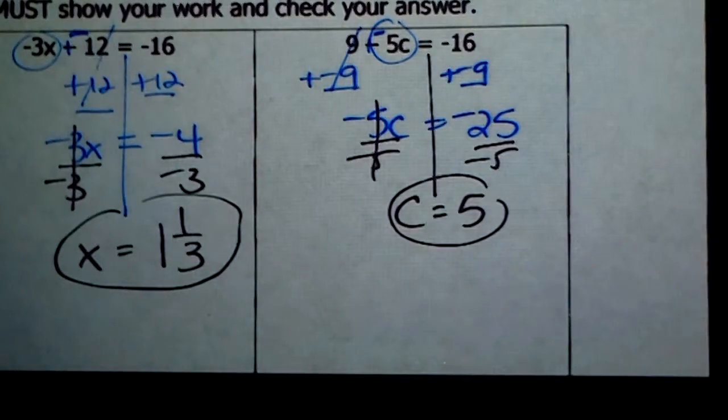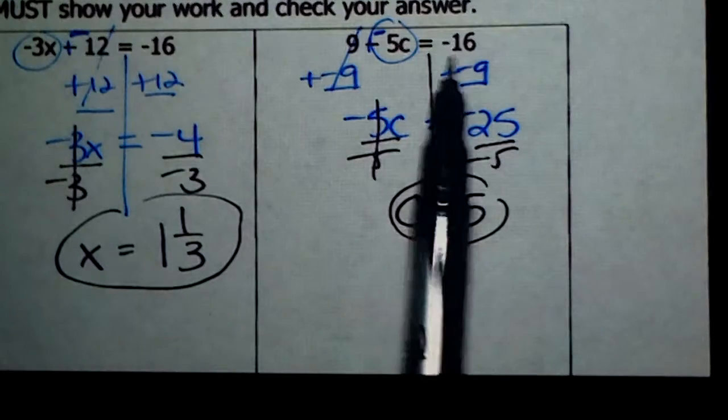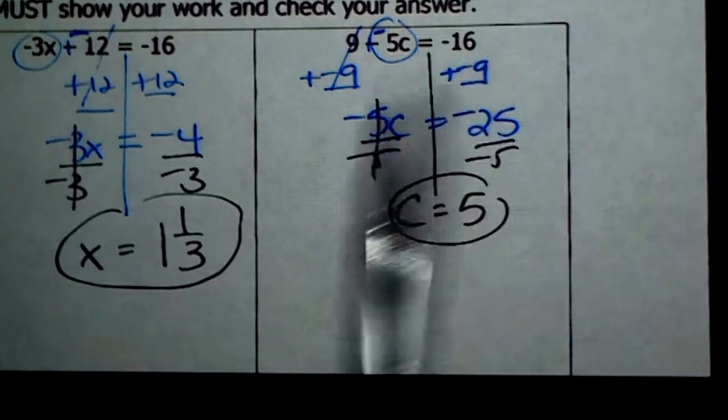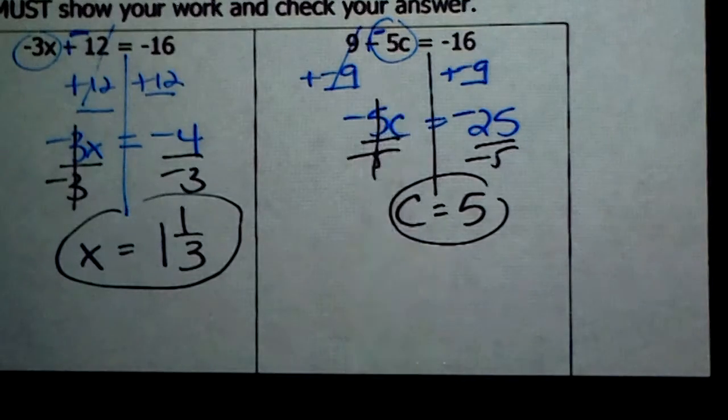And again, when you go to check this, you would take 9 minus 5 times 5, enter, and it'll say negative 16. Or you could type in 9 plus negative 5 times 5, because adding a negative 5 and subtracting 5 are the same thing. And yes, your calculator knows order of operations, so you can type it in just as it appears if you're using your calculator to check.